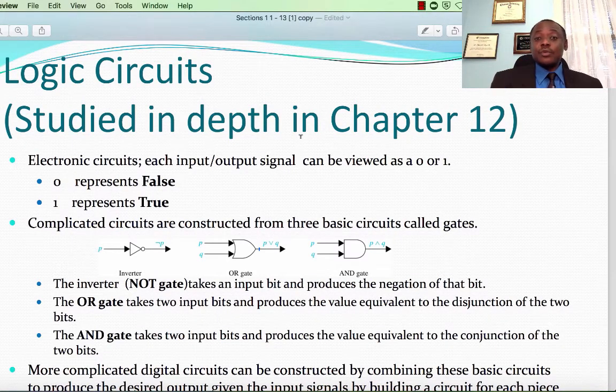Or I may give you a logic circuit and ask you to give me the compound proposition that was used to construct it. All you have to remember is that this symbol means the inverter. P goes in, not P comes out. This symbol right here is the OR gate, and this is the AND gate. So P and Q would go in and the output is P or Q. P and Q would go in and the output is P and Q. Just remember the shapes. That's the inverter, that's the OR gate, and that is the AND gate. Whatever way you want to use to remember these, just remember it. Okay, very important. Now let me show you an example.